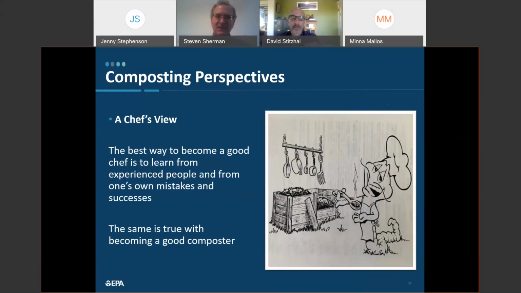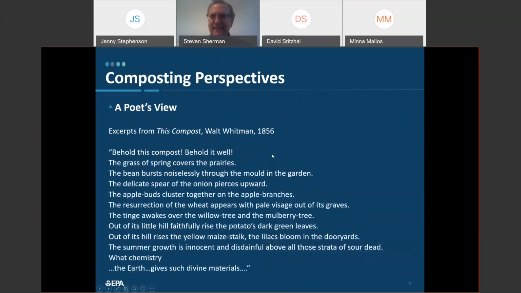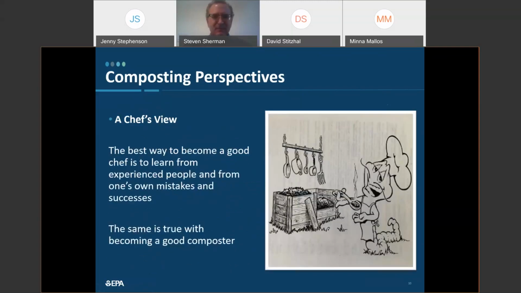And while it's possible to use a cookbook, if there were one for composting, the best way to learn how to become a good chef is to learn from experienced people and to learn from one's own mistakes and successes. And that's really the same is true with becoming a good composter. This, by the way, that's a picture of Wiggle E. Worm, who featured prominently in home composting education programs in the San Francisco Bay Area for a number of years. So that was the chef's view.